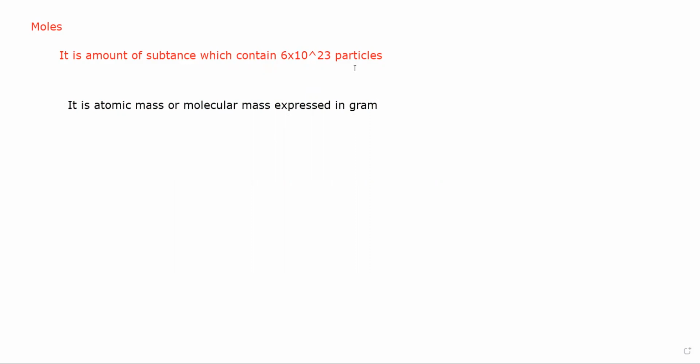But for your understanding, you can understand this mole easily: it is atomic mass or molecular mass expressed in gram. Example, we have sodium. Sodium is 11 and 23. So what is the mass of sodium here? Atomic mass. What is the atomic mass of sodium? So atomic mass of sodium is 23 AMU, atomic mass unit.